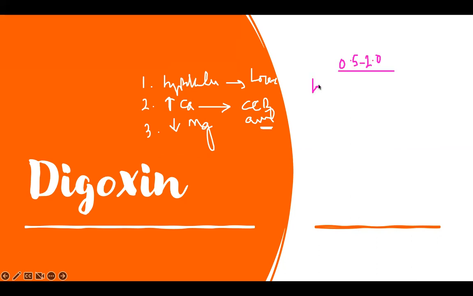Now we're going to talk about the side effects. Okay, the side effects can affect a lot of organs. So first, neuro, it causes confusion.